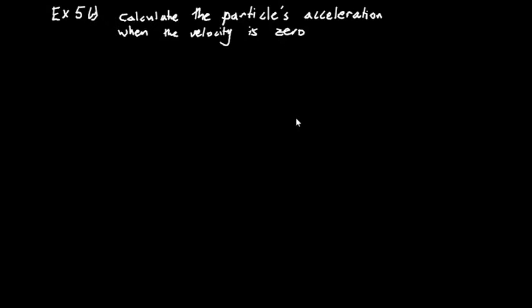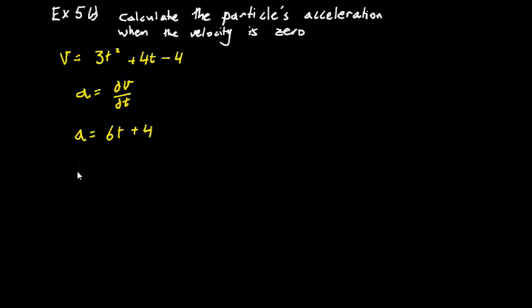Part B of the question says calculate the particle's acceleration when the velocity is 0. So again, we've got our velocity is equal to 3t squared plus 4t take 4. And we want our acceleration. Well, that's found by finding the derivative of v. So acceleration is going to be 6t plus 4. We need to find the velocity when it's 0, or the time when the velocity is 0.